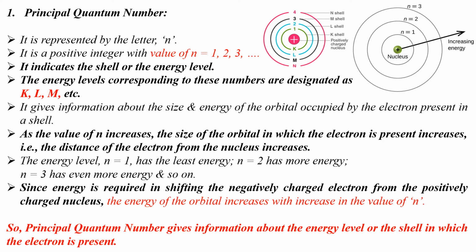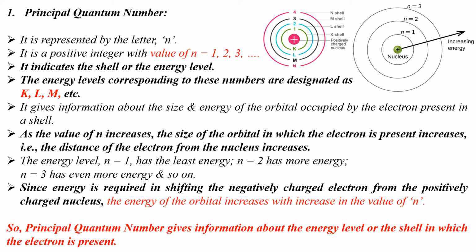Therefore, the energy level n is equal to 1 has the least energy, n is equal to 2 has more energy than the first, and n is equal to 3 has even more energy, and so on. Now, energy is required in shifting the negatively charged electron from the attractive force of the positively charged nucleus. So, as a result, the energy of the orbital increases with increase in the value of n.